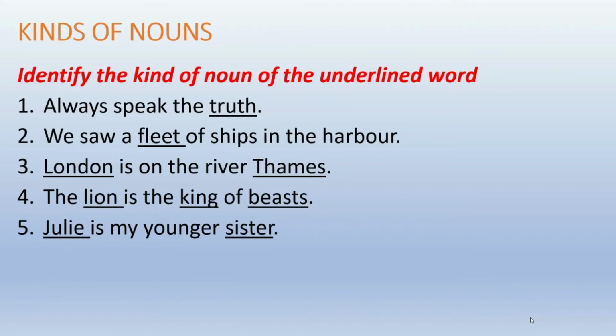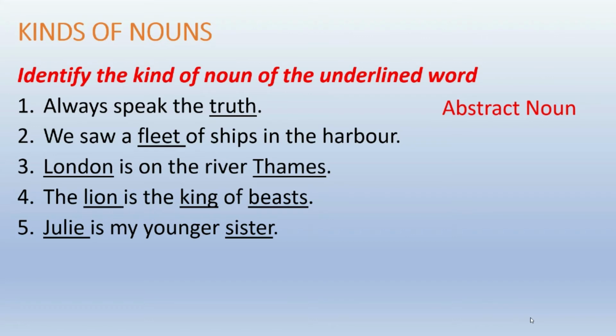Now here, we are asked to identify the kind of noun of the underlined word. Now, the first sentence: always speak the truth. Here, truth is the word underlined. Truth can't be perceived by our 5 sense organs. You can only feel it. So what is it? It's an abstract noun.